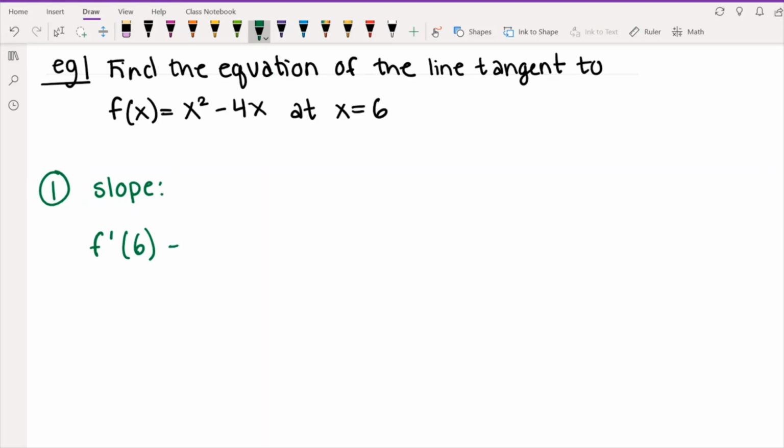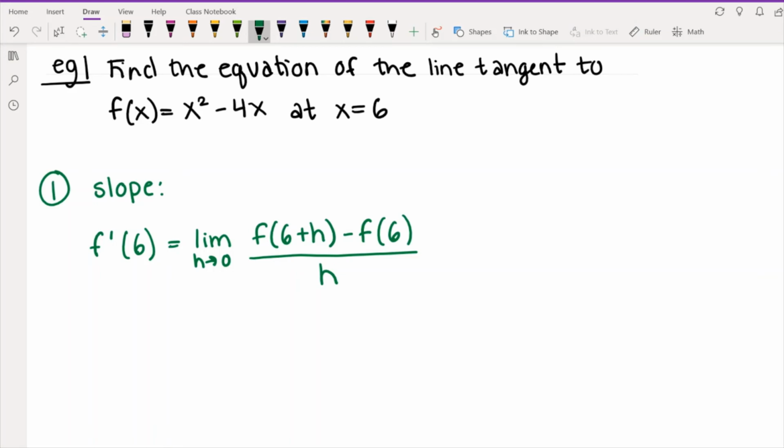And so that means going back to that limit definition of the derivative that we covered in the last video. So we're doing the limit as h approaches 0 of f of 6 plus h minus f of 6, all over h.